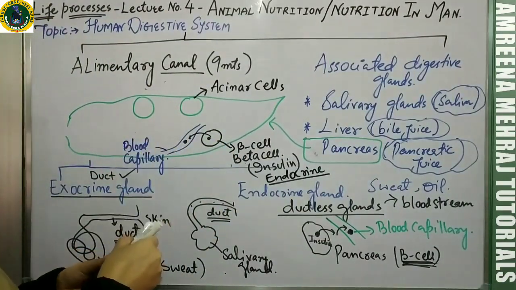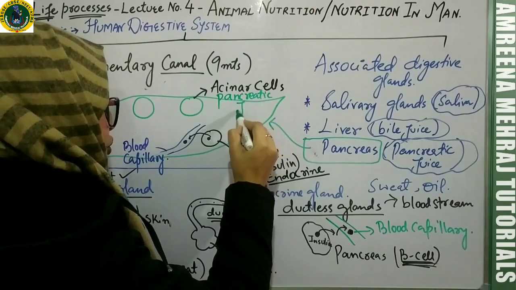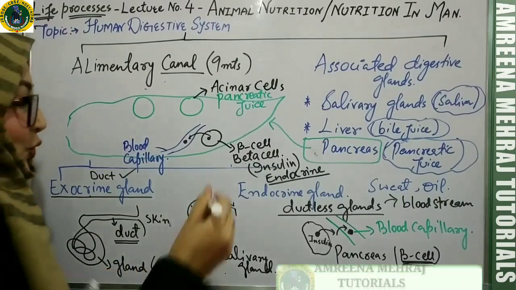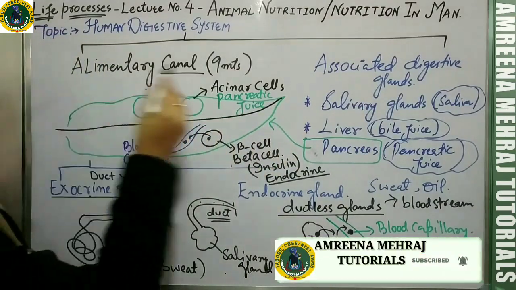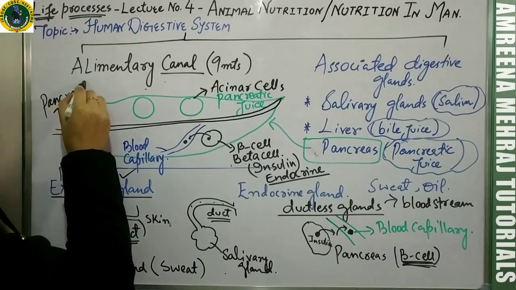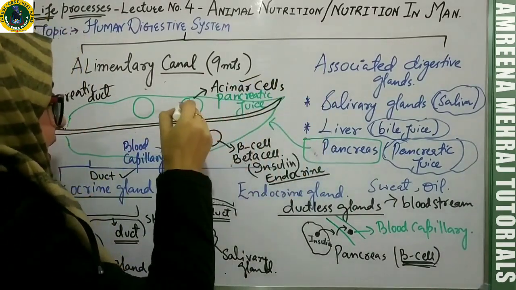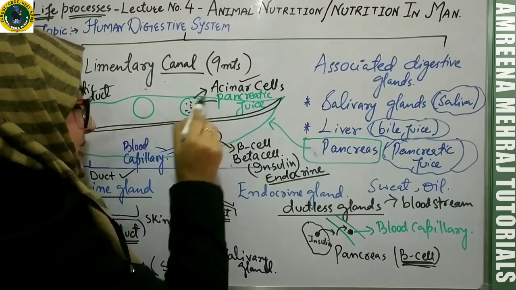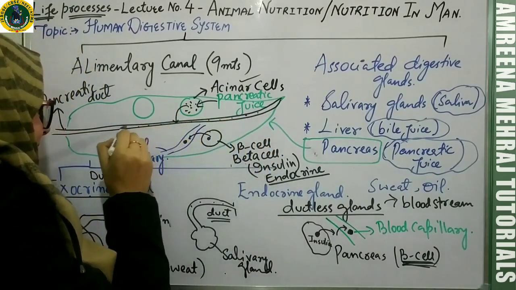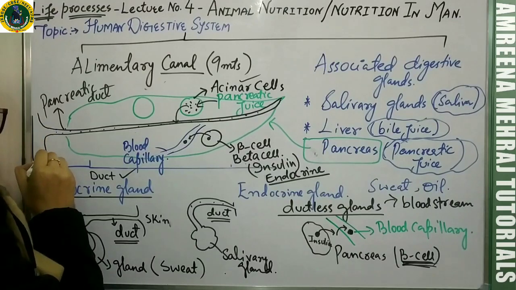But what about these acinar cells? Acinar cells, my dear students, have the job of producing pancreatic juice. And that juice is poured into this duct. I'll make a duct right now. This is a long duct which is called the pancreatic duct. So these acinar cells produce pancreatic juice. Suppose this is pancreatic juice. This juice goes to the pancreatic duct. Now the pancreatic duct will carry this juice to the small intestine.